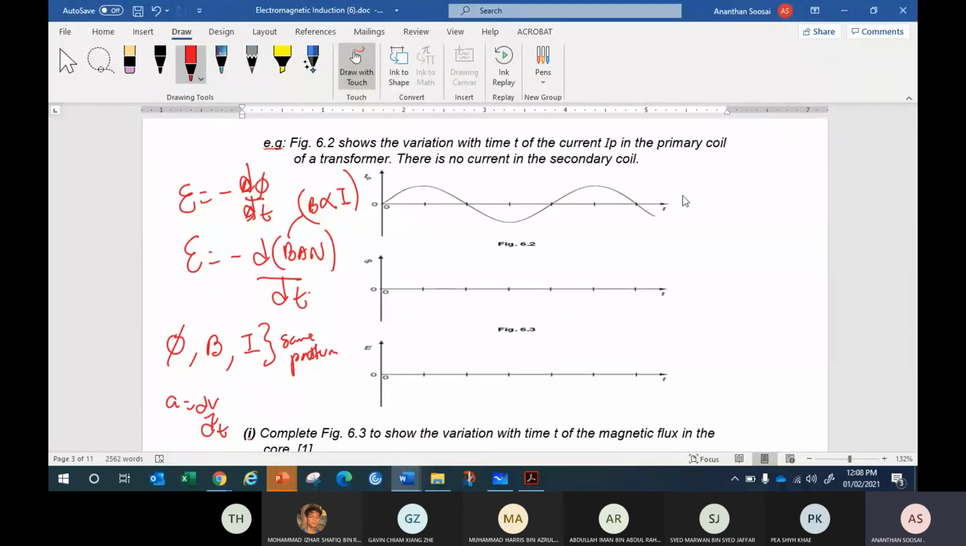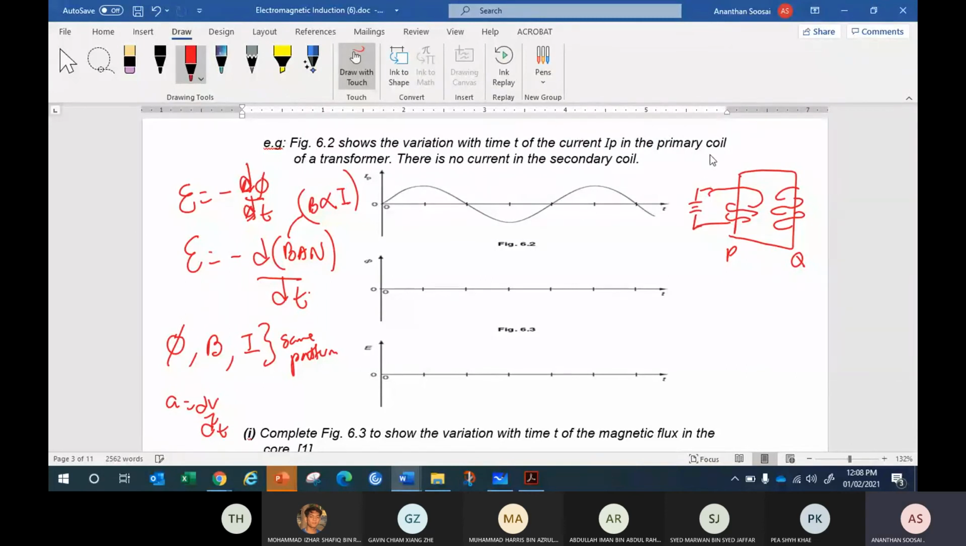Okay, so now this is a primary coil of a transformer. You will be learning this in AC later. A transformer is made of two coils, primary and secondary.